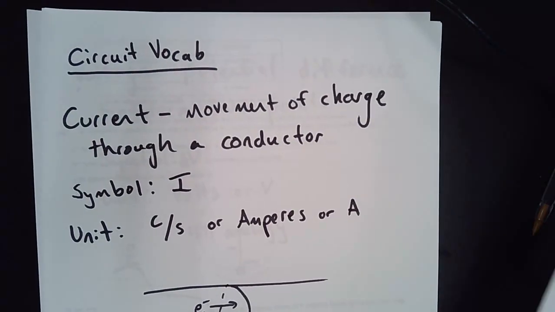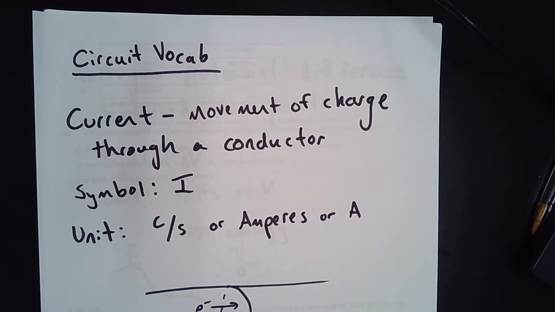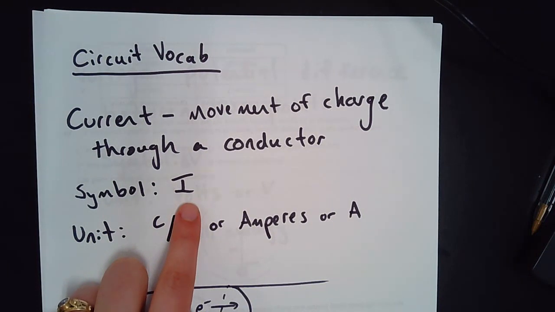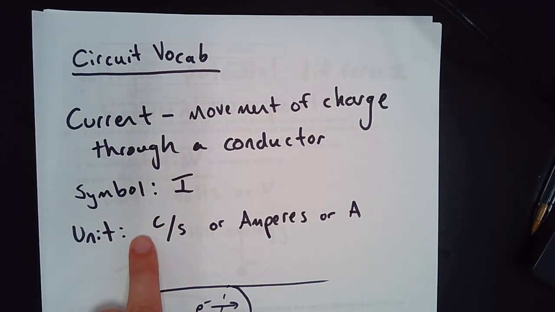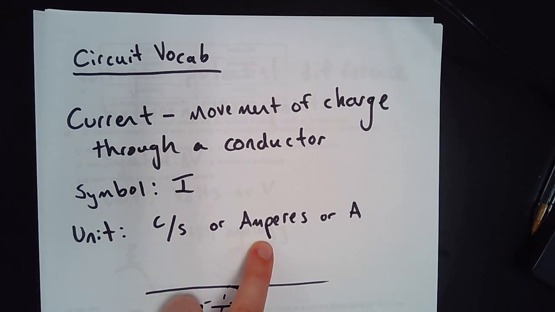And the first is the one that was used in the definition of a circuit, which is current. And current is the movement of charge through a conductor. We use the symbol I for current, and the unit is coulombs per second. Most often, this is called amps or amperes, named after the French mathematician. Most people just call it amps, or the symbol A.